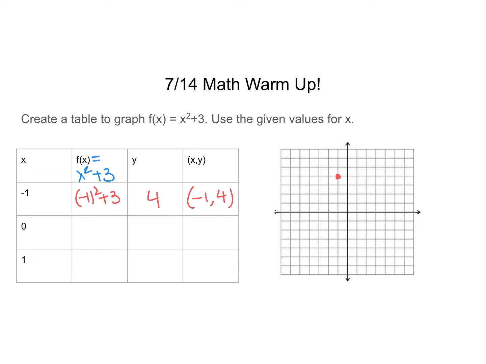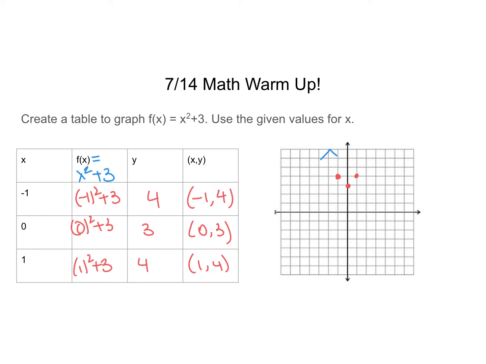And then I plug in 0, and it's the same idea. I would do 0 squared plus 3, which is just 3. So 0, 3 would be my ordered pair. And then I plug in 1, which gives me 4. And so I get 1, 4.